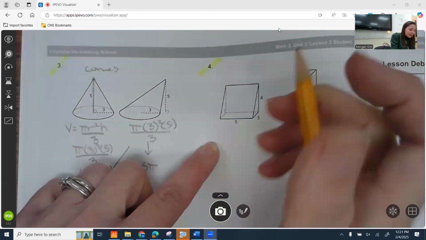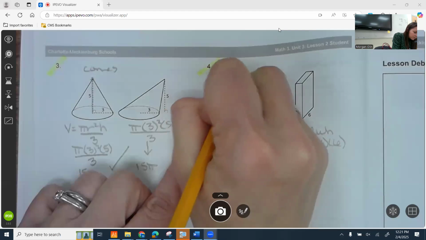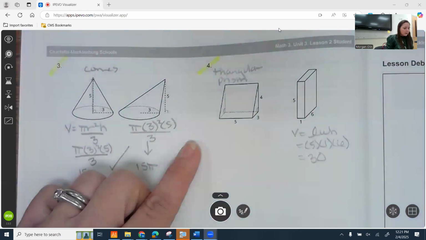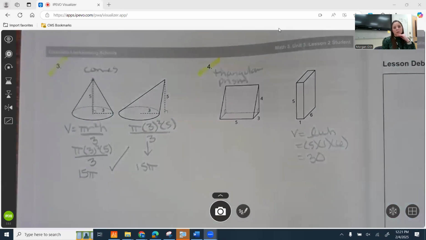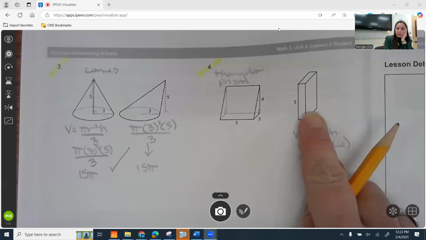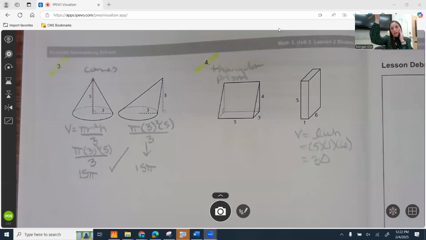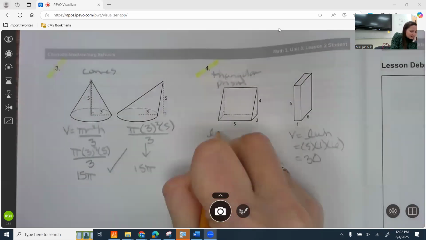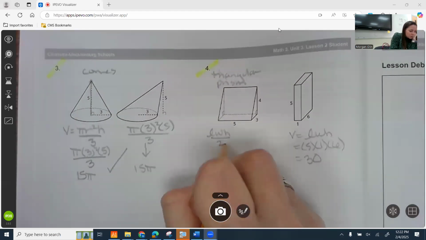Now, this is a triangular prism. A triangular prism we haven't talked about, but if you actually look at it, doesn't it look like half of a box right here? It's like taking a box and cutting it on its diagonal. Well, it's like the length times width times height divided by 2.